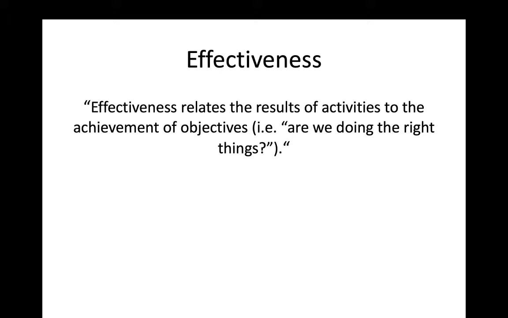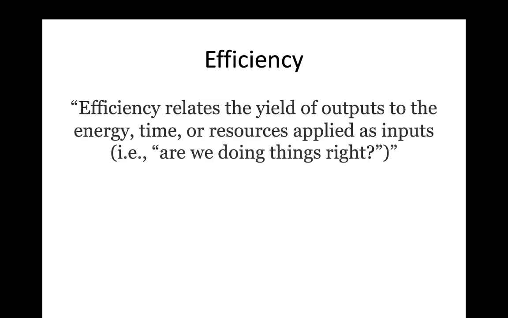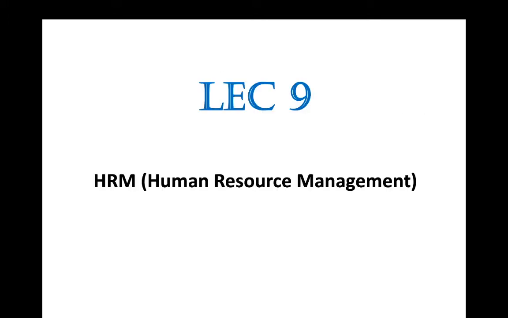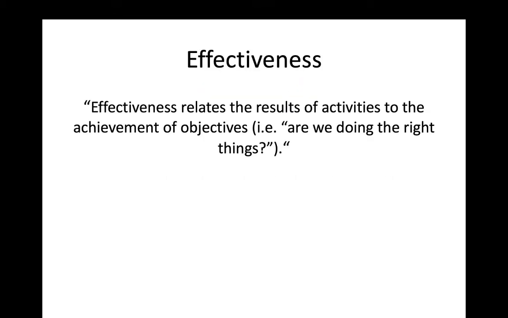Today's lecture we will start with effectiveness and efficiency. There is quite a difference between efficiency and effectiveness. So what is effectiveness? Effectiveness relates the result of activities to the achievement of objectives. Means, are we doing the right thing? That is called effectiveness. Effectiveness assures that you are not doing something irrelevant, you are doing the right thing.